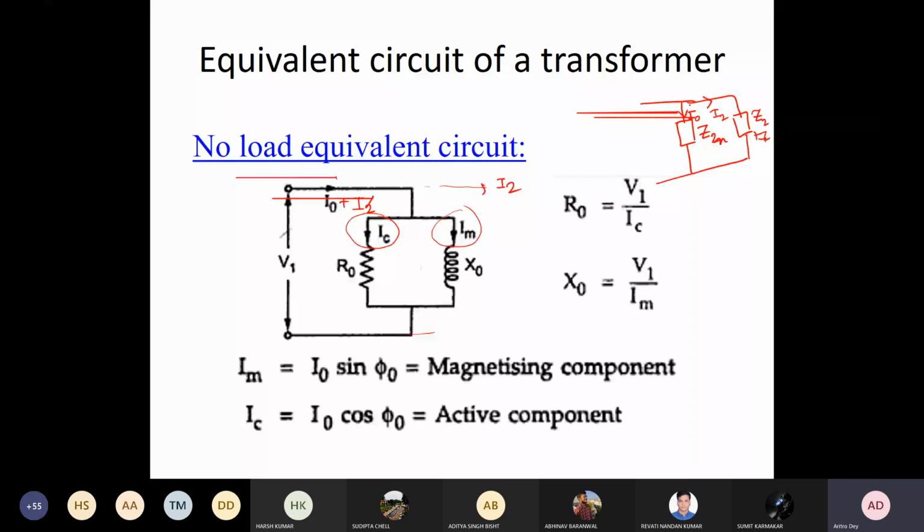So that's why we represent it in terms of parallel paths. Because of the magnetizing component, we have R0 and X0. This is the magnetizing reactance, and this resistance indicates the core loss component, the iron loss or core loss. So we can draw two parallel branches, where one is the reactance and the other is resistance, denoted like this, where R0 is equal to V1 by IC. We have seen what IC is.